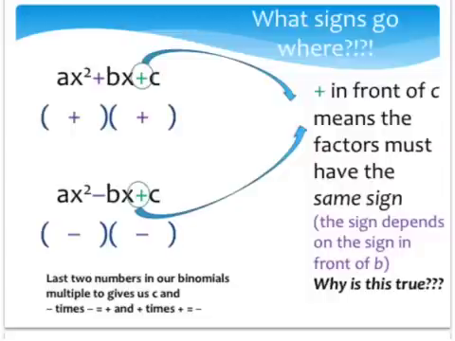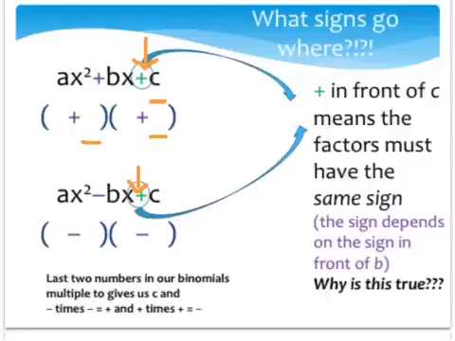Now, the key here is this last sign. This last sign is going to help me tremendously. If this last term is a plus, that means my signs are going to be the same. That makes sense, right? Because remember, we get the last term by multiplying these two terms. Plus times plus gives me plus, and minus times minus gives me plus.